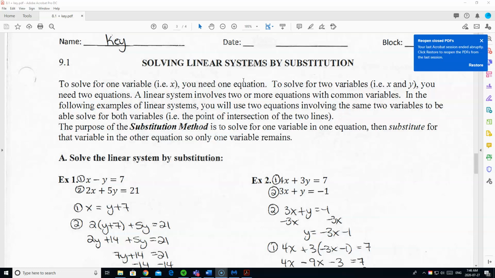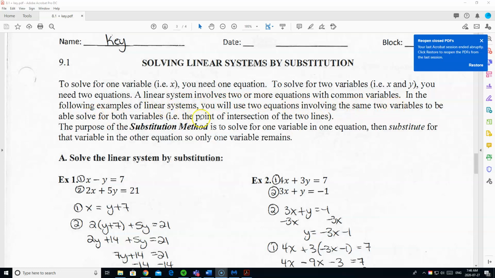But what if you have two variables and you need to solve for them? Say you had to solve for x and y. How would you do that? To solve for two variables, for example x and y, you need two equations. A linear system involves two or more equations with common variables.